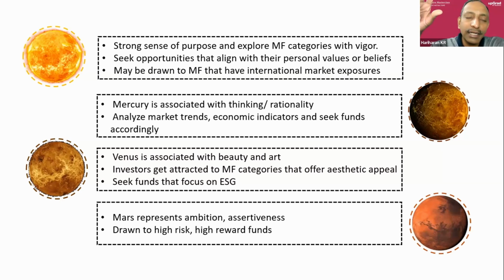They also get attracted to funds which generally tend to do well on certain social parameters, environmental parameters, and governance parameters. So we call these ESG funds: environment, social, and governance. There are funds available today which are called ESG funds. So people who have got Venus in the 9th house will typically tend to look at investing in ESG kinds of funds. ESG funds people generally don't invest in, but people having Venus in the 9th house might have an inclination to do that.